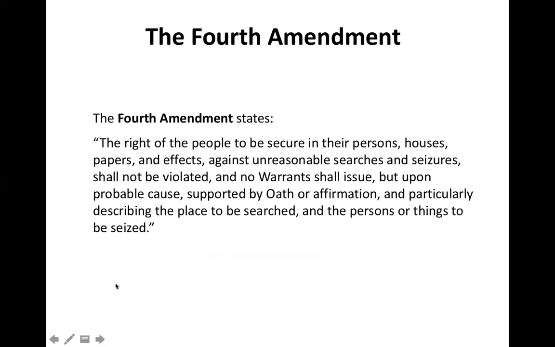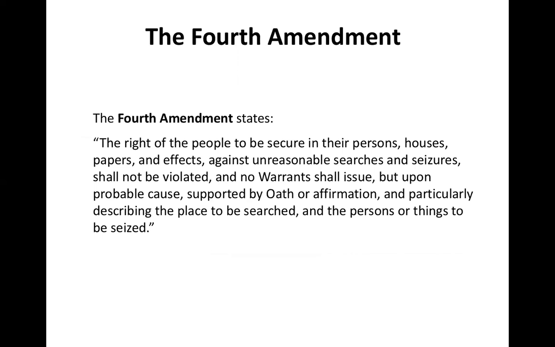Then we have the Fourth Amendment. The rights of the people to be secure in their persons, houses, papers, and effects against unreasonable searches and seizures shall not be violated, and no warrant shall issue but upon probable cause, supported by oath or affirmation, and particularly describing the places to be searched and the persons or things to be seized. So there's a lot in this. So this is basically the idea that your home is your castle and you should be protected in it.